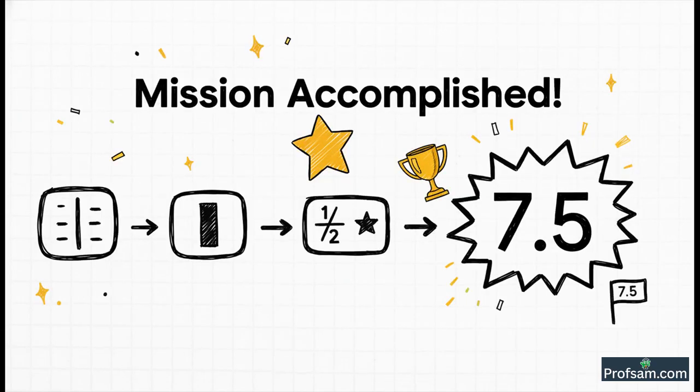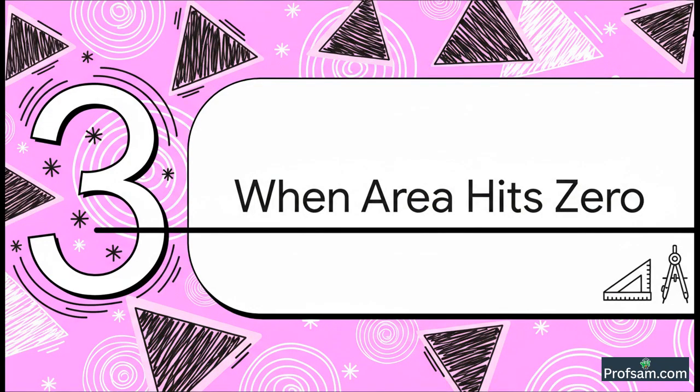We're in the home stretch, the last 2 steps. We take the absolute value of 15, which is just 15, then multiply by 1/2, and boom, the final area is 7.5 square units. Quest complete. See how clean that was? So that was pretty straightforward, right?